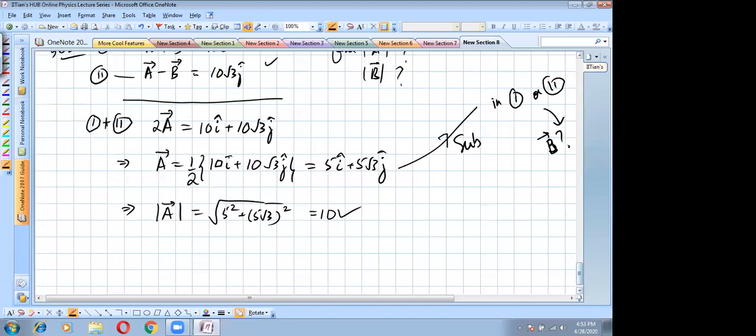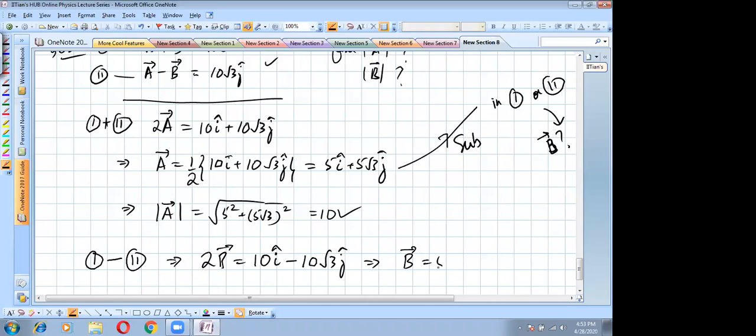So anyway, what I will do now, just for convenience, because here it's easier, I will do equation 1 minus equation 2. So I will get 2B is equal to 10 i cap minus 10 root 3 j cap. Okay, correct. That's correct. So the vector B is interestingly working out to be 5 i cap minus 5 root 3 j cap.